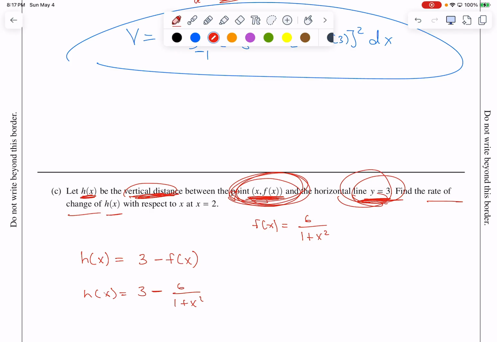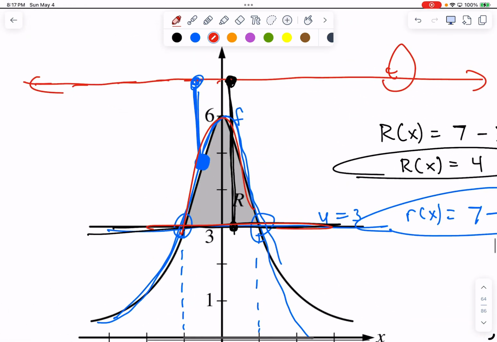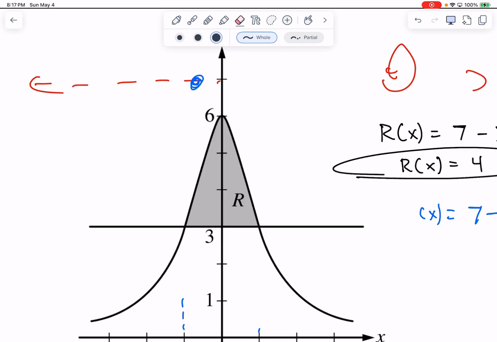Well, you got to think about it, because if I go 3 minus f of x, 3 is always what? Above or below the graph? Always. Go back up here. Where is 3 in relationship to that graph? It's below before negative 1, and it's below after 1, but it's where? Between negative 1 and 1.